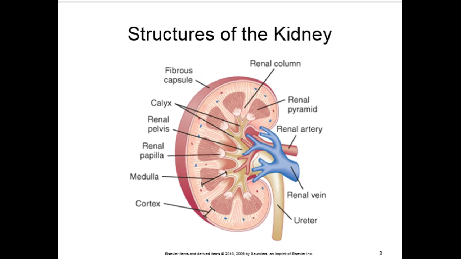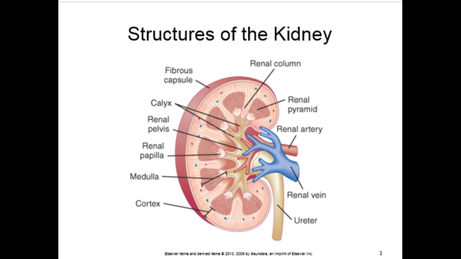The kidney consists of the cortex, the outer layer, the medulla, and the renal pelvis. The cortex contains blood vessels and nephrons. The medulla contains the collecting tubules, and the renal pelvis gathers the urine and directs it to the bladder. The nephron is the functional unit of the kidney. There are about 1 million nephrons in a kidney.